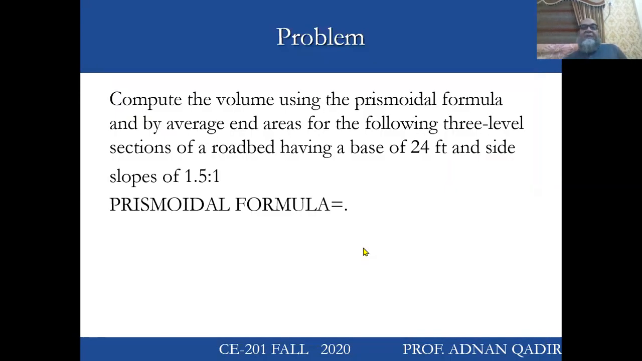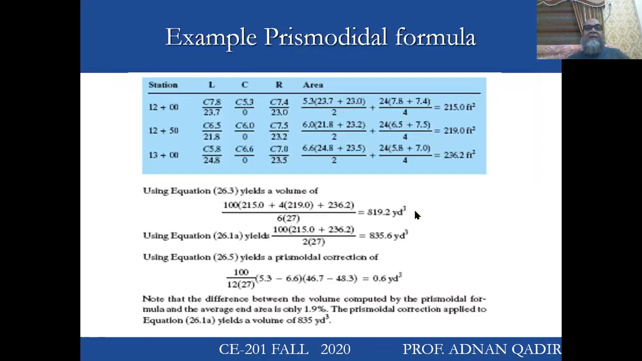Now, a different problem. Just a different type. Again, you have to use this prismatic formula. You know what the prismatic formula is. But now the base is 24 and the side slope is 1.5. Now the problem is, here you have been given in this formation.